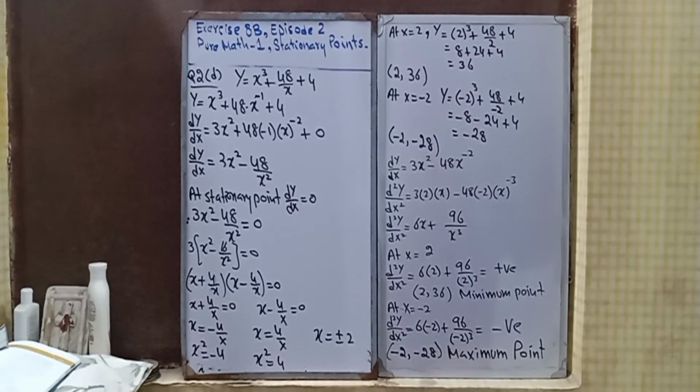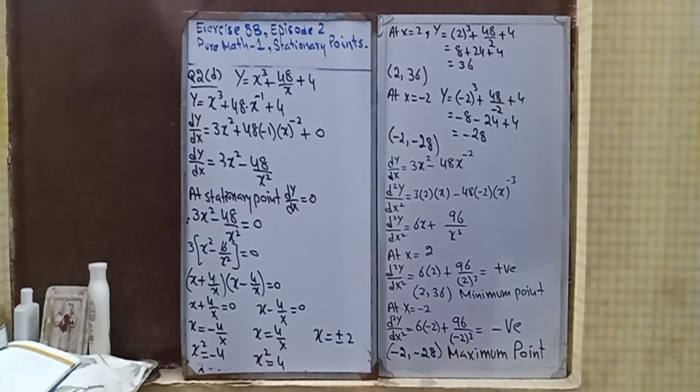The equation of the curve was given and we have to find the coordinates of the stationary points. We differentiated it, and then we made the derivative equal to 0 because at the stationary point the derivative is 0. From there we got the values of x, which were plus 2 and minus 2. Then by putting those two values of x in the original equation, we found two values of y. So now we got two stationary points, 2 comma 36 and minus 2 comma minus 28.